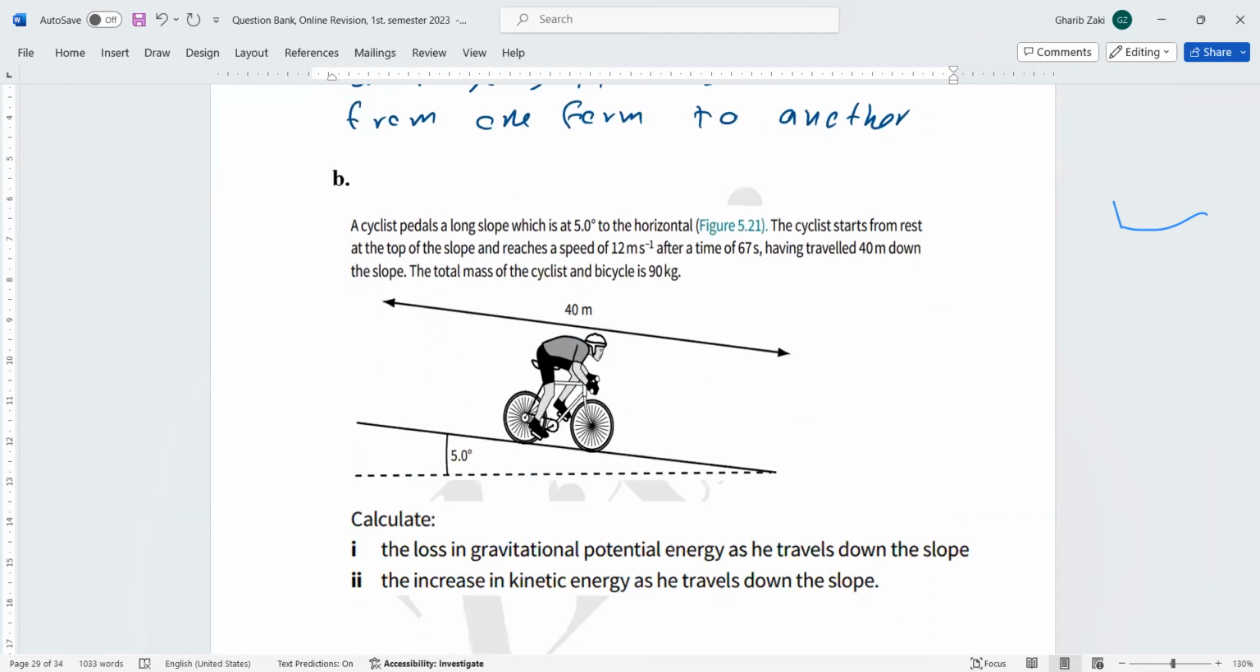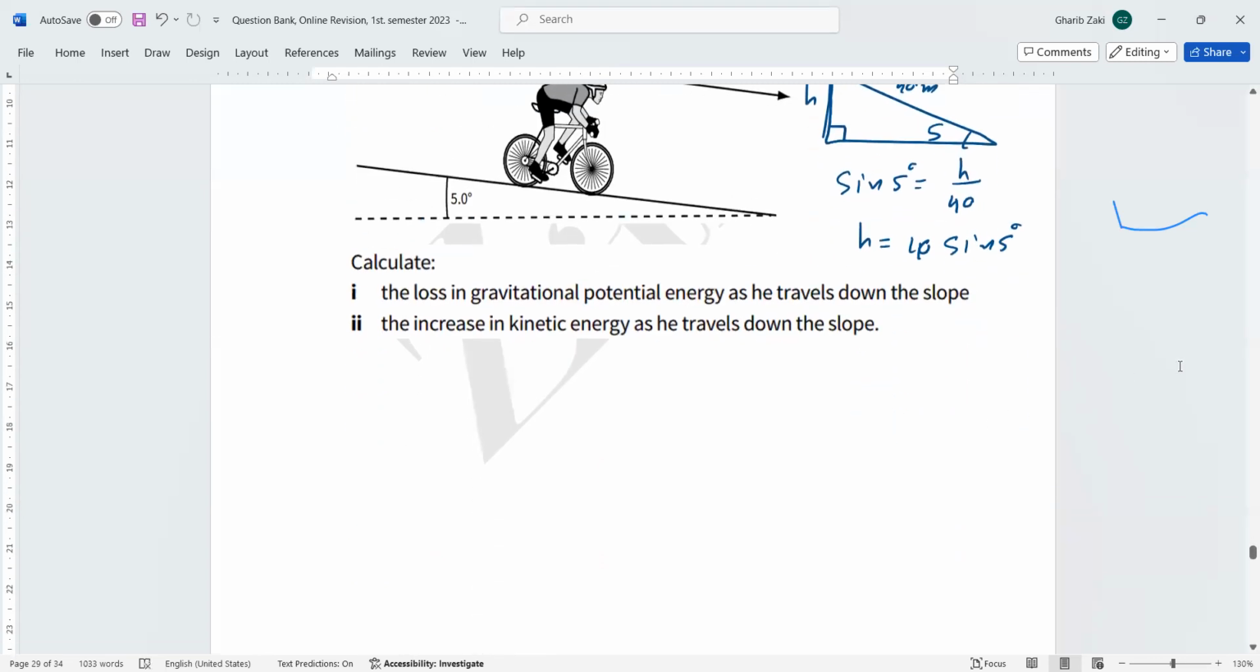In the next question, we just draw a triangle. This triangle represents the relation. It's a right angle triangle, and this is 5 degrees, and this is 40 meters, and this is the height. So sine 5 equals the opposite over hypotenuse. Then the height equals 40 multiplied by sine 5. Now, he said, calculate the loss in gravitational potential energy.